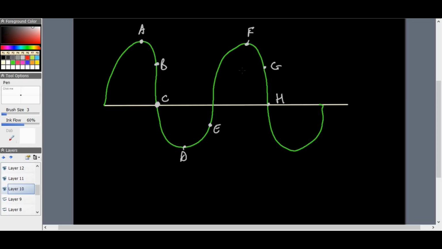One full wave would be from C to H, because you go all the way from here down and up there. Then from H onwards would be the new wave. So we have one wave, and here would be the other half of it. Even A and H are out of phase, completely out of phase, not in phase at all.